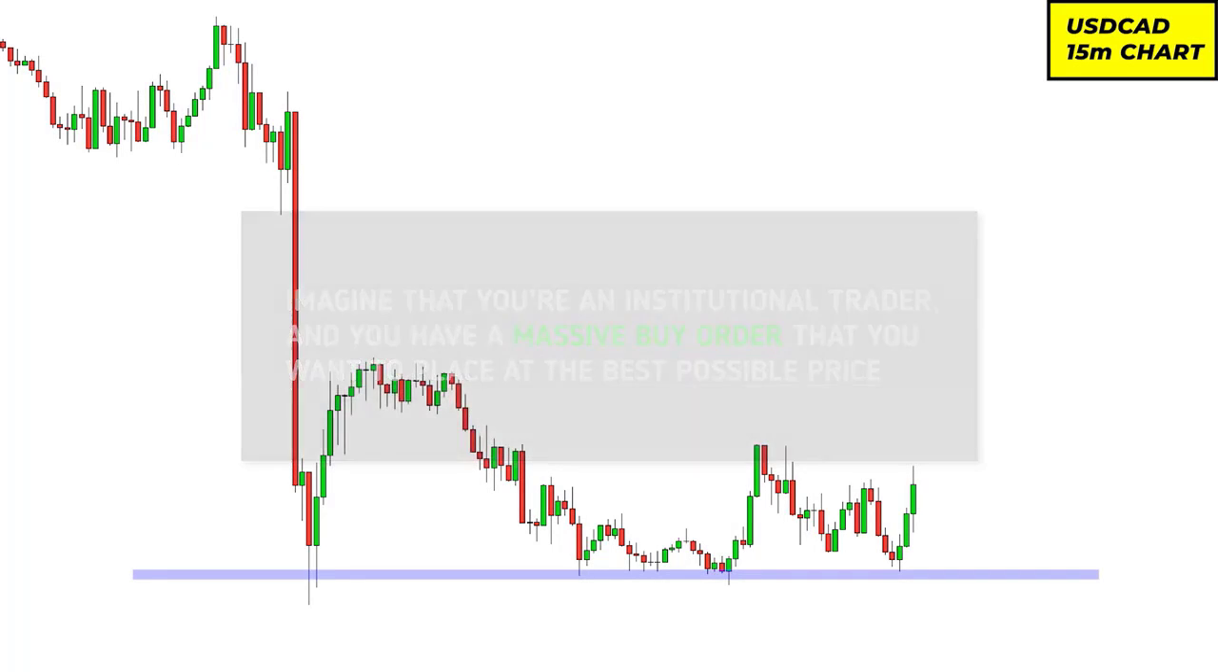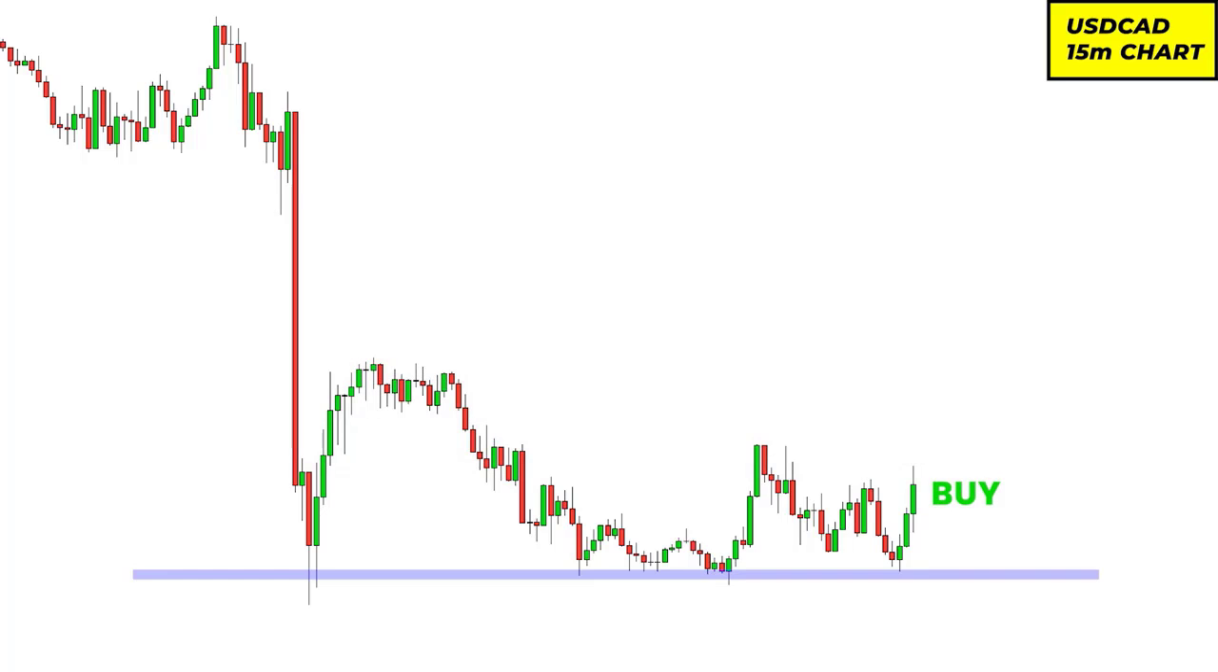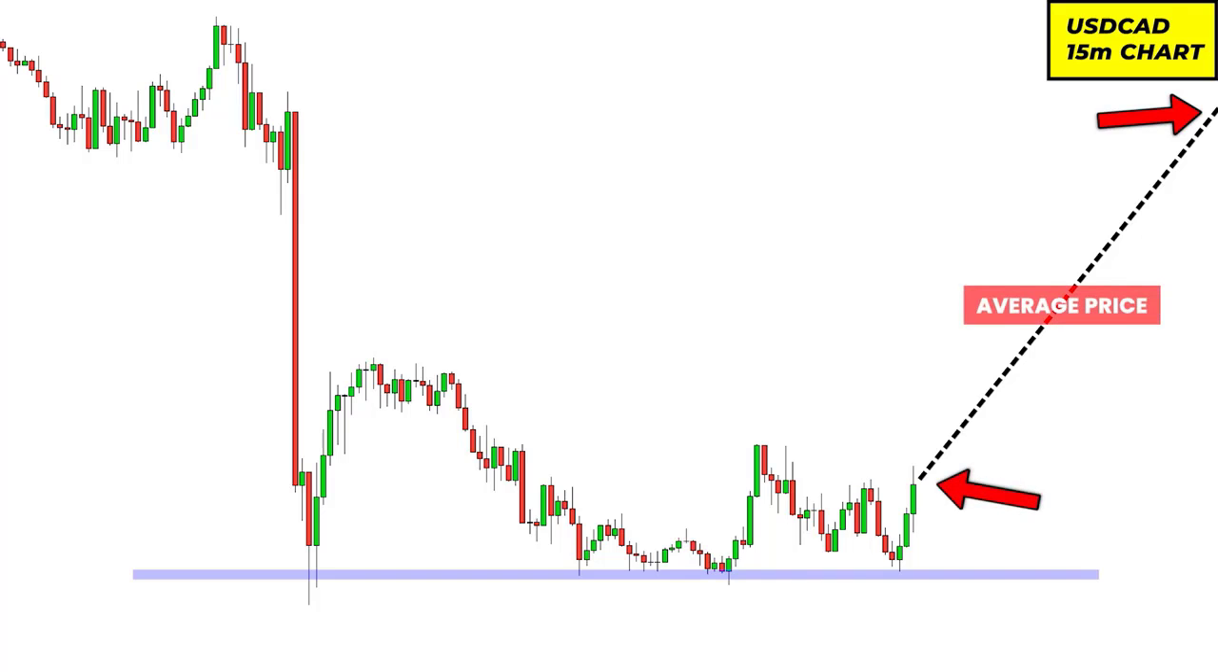What are your options? Of course, you could just start buying at the market price, but you have a very large order to fill, and as you begin to buy, this will cause price to continue higher and higher, and so your average price will get worse and worse. So this won't work, because by the time you've filled your entire order, price will be way up here, and your average price will be somewhere between these two locations.